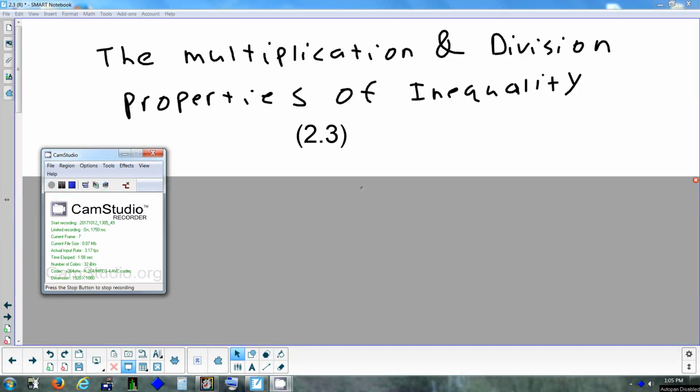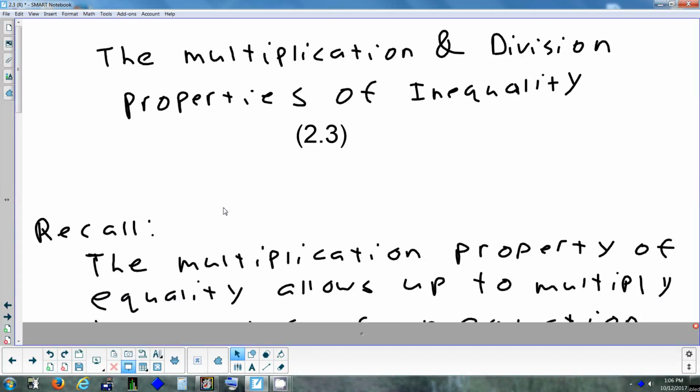Okay, so today we'll finish up our material for the week. We're going to finish up with section 2.3. We're still going to be solving inequalities. But what do you think is going to be the difference with the two operations we used today? Yesterday we did addition and subtraction. What do you think we're going to do today? Yep, Dan? Multiplication and division. Exactly, we're going to use multiplication and division.